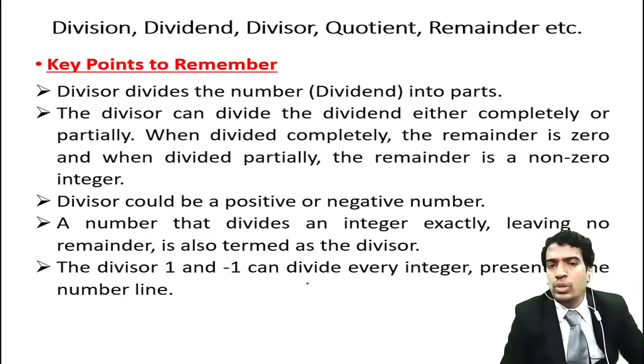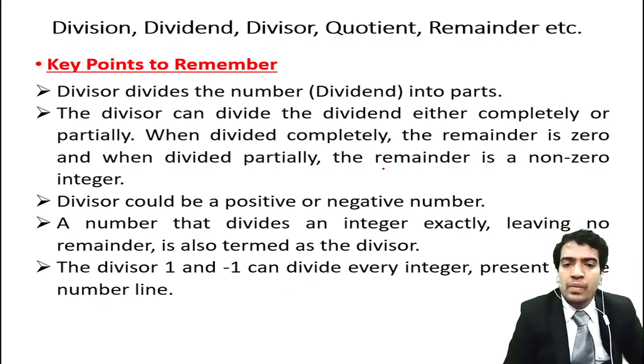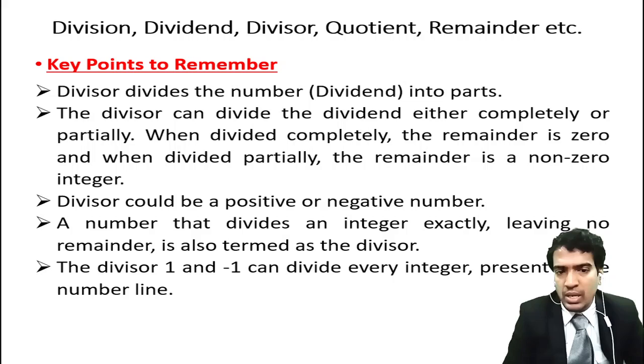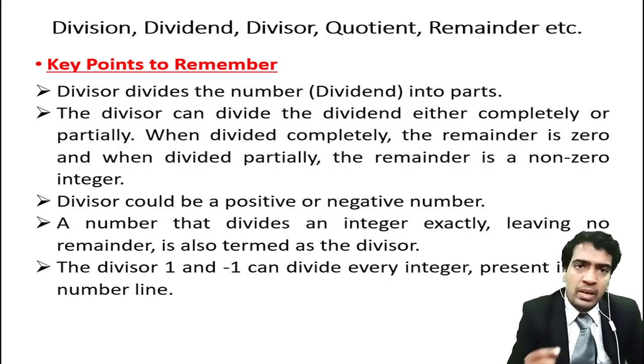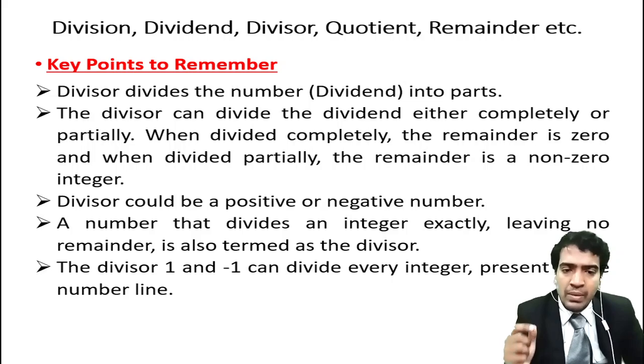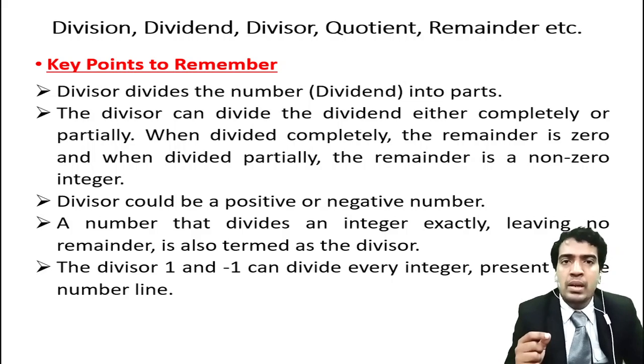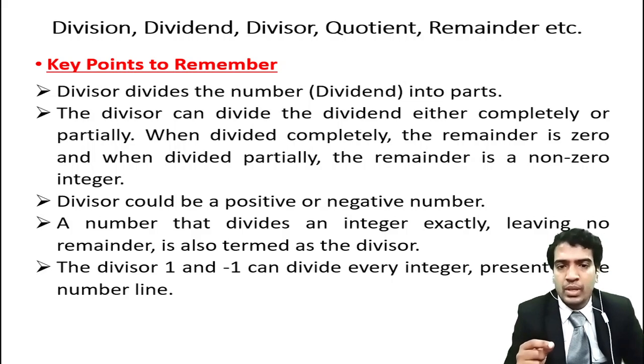Okay, there are some key points to remember here. The divisor, which is always in the denominator, divides the dividend into equal parts, or into parts and leaves a remainder. Okay, the divisor can divide the dividend either completely or partially. When it divides completely, the remainder is 0. When it divides partially, the remainder is a non-zero integer.